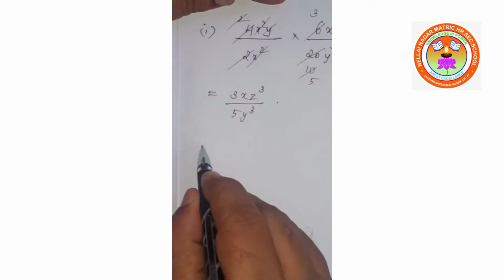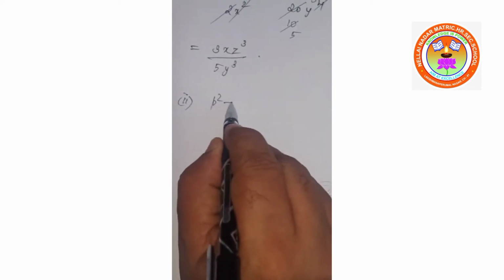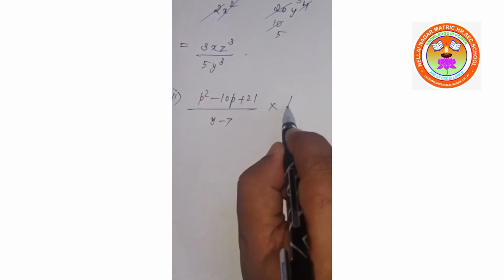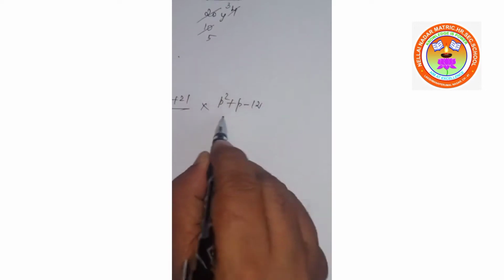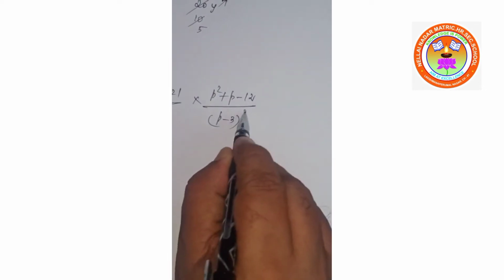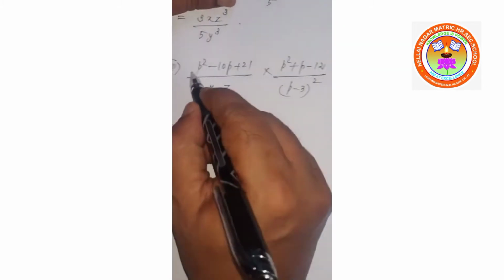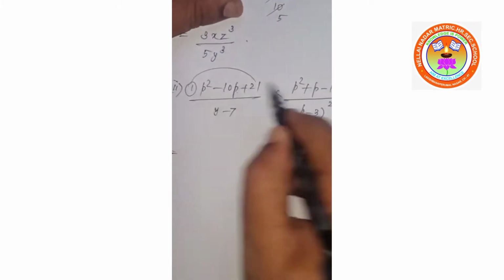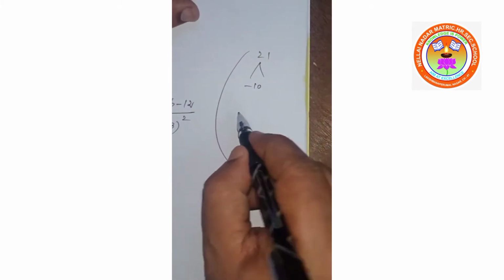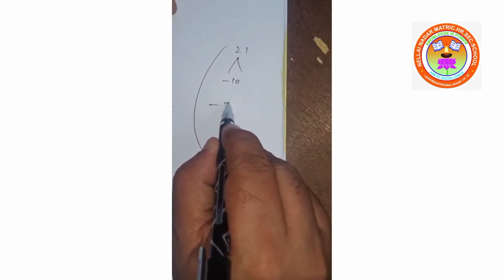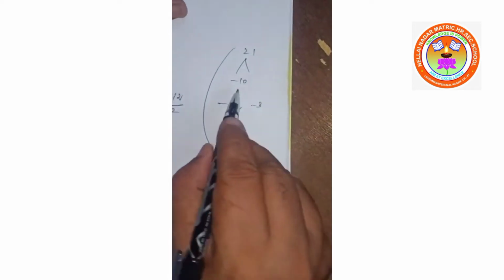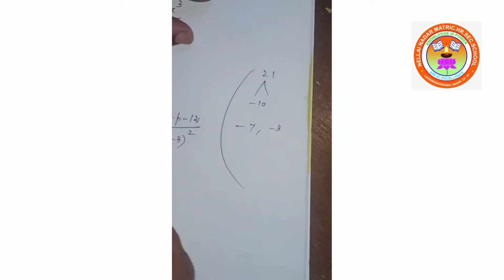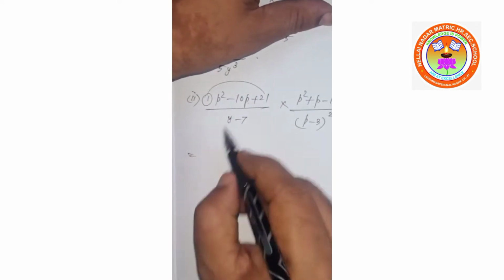Subdivision number 2: p squared minus 10p plus 21 divided by p minus 7, into p squared plus p minus 12 divided by p minus 3 the whole square. Factorize 1 into 21. Coefficient of p is minus 10. The two numbers are minus 7 and minus 3. Add the two numbers, minus 10. Multiply the two numbers, minus into minus plus, 7 3s are 21.